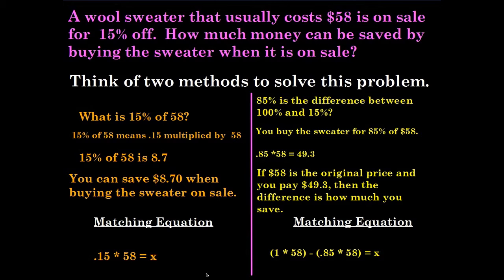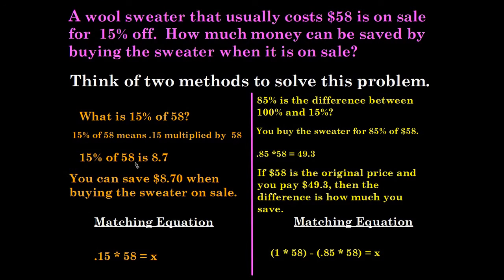And I would think, okay, I can either set this as an equation saying something like x equals 15/100 times 58, or I could use my is-of-percent triangle and I would know that I want to multiply 15% and 58, or multiply 15 hundredths and 58. So 15% of 58 is 8 and 7 tenths, telling me that you can save $8.70 when buying the sweater on sale.